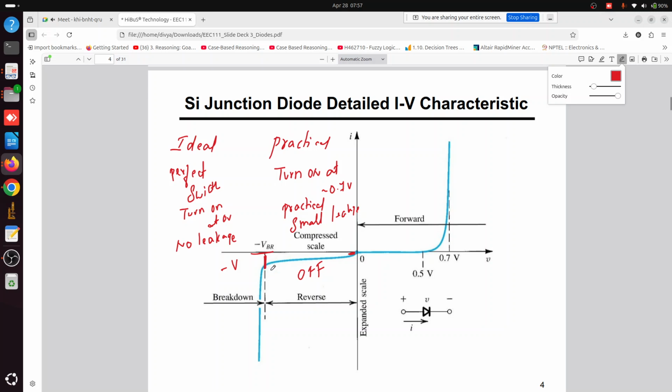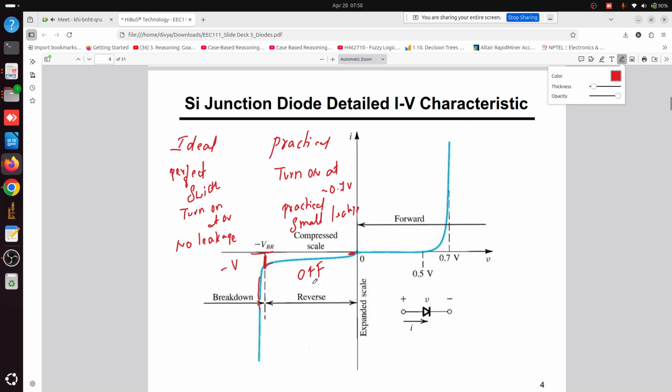happening. When you increase this negative voltage to a larger extent, that means when it reaches minus VBR, current is going to increase very sharply. This is called breakdown. Did you understand what is breakdown?